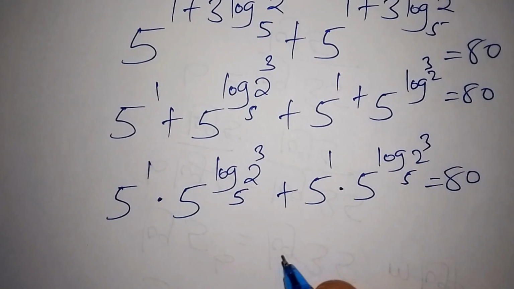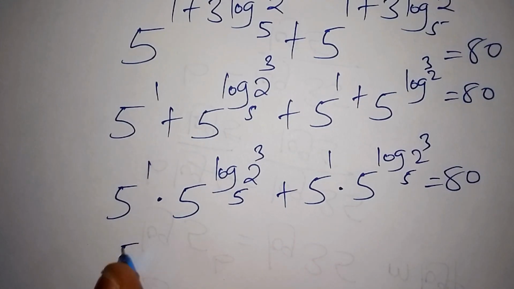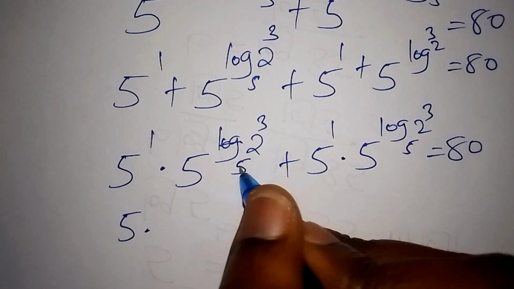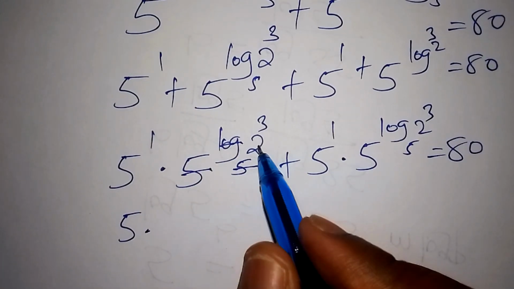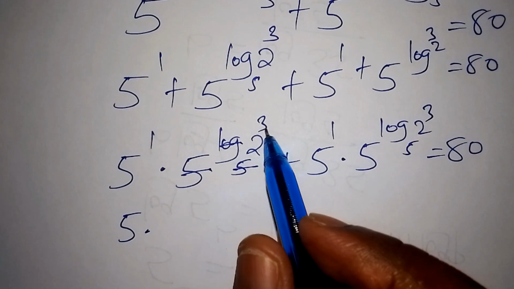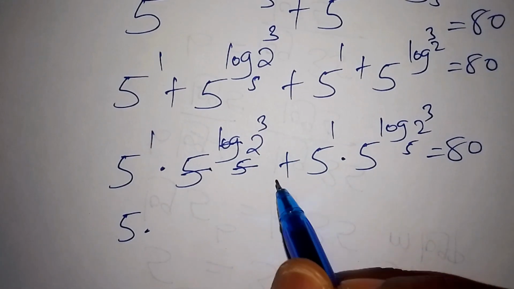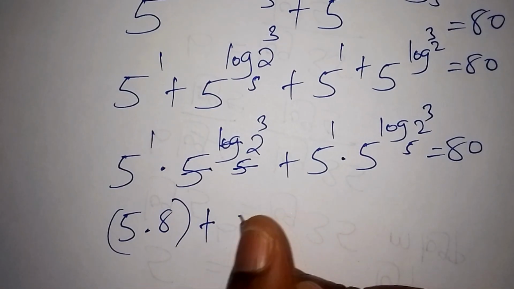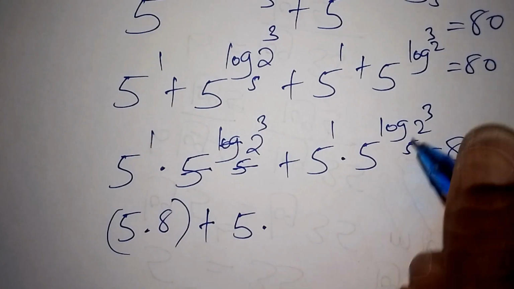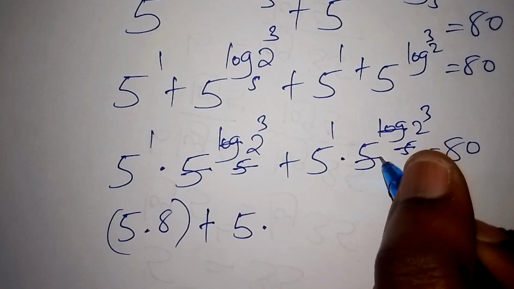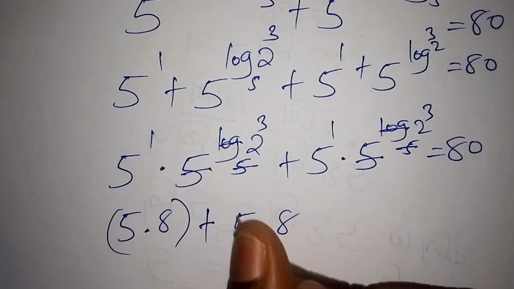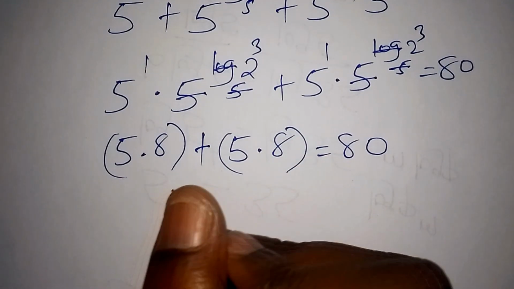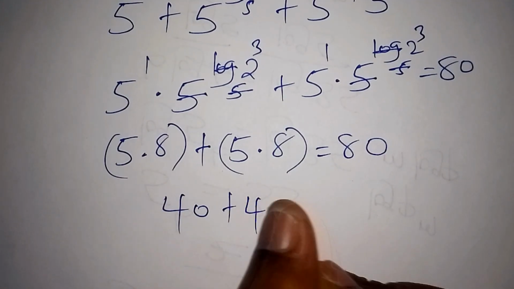So 5 to the power of 1 is 5, then multiplied by, so log to the base of 5 shall cancel this 5. So now we shall have 2 to the power of 3, that is 2 multiplied by 2, which is 4, 4 multiplied by 2 is 8. So 5 multiplied by 8, then plus also 5 to the power of 1 is 5, multiplied by, so the log to the base of 5 shall cancel with this 5. So 2 to the power of 3 is 8, is equal to 80. So 5 multiplied by 8, we shall have 40 plus 40 is equal to 80.